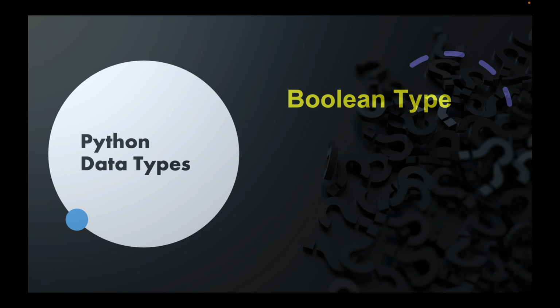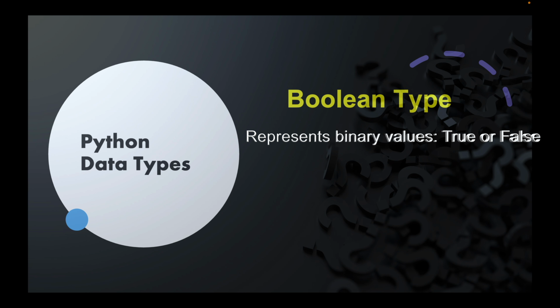The next fundamental data type in Python is Boolean. The Boolean represents binary values, that's either true or false. They are used in logical operations and conditionals, which are very essential for controlling the flow of programs.